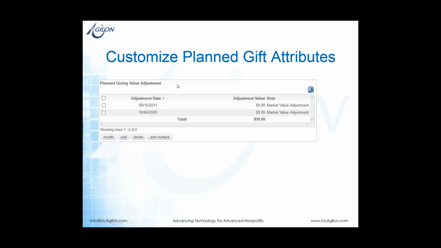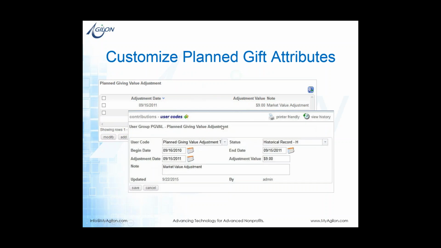And value adjustments. We track as part of the basic planned gift adjustments to value, but perhaps you want to see each adjustment as it's applied, the reason for it, notes behind it, the dates it happened, etc. So you can set up a user group for doing exactly that: the dates that it was handled on, why it was adjusted, what the adjustment amount was, etc.